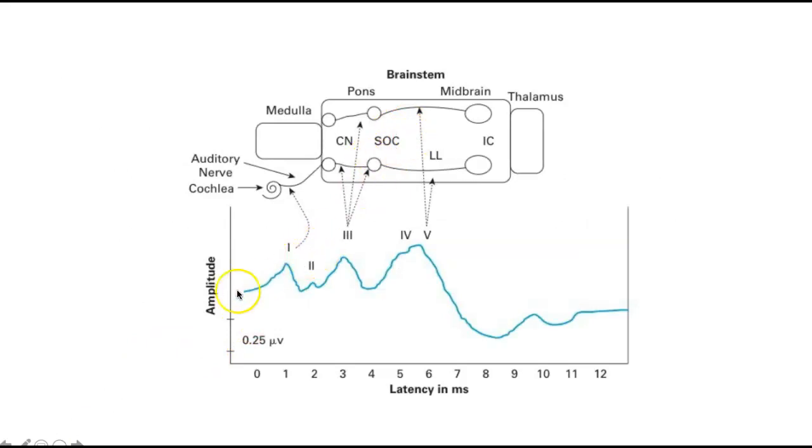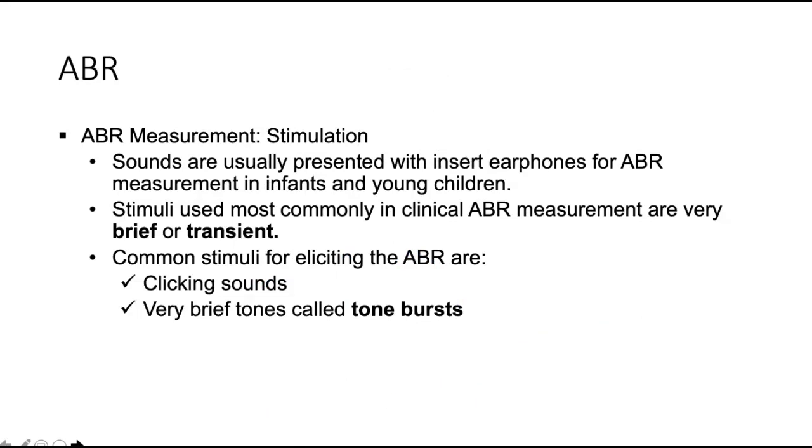Here's a schematic, but this is what we look at. We look at the latency of each. So you can see wave 1 occurred about 1 millisecond, wave 3 about 3 milliseconds, sorry, and wave 5 occurred about 5.5 milliseconds. So the ABR, what I want you to remember is it all occurs within the first 10 milliseconds after the stimulus. And latency refers to the time following the stimulus at which you see a response. Okay? That's a post-stimulus response.